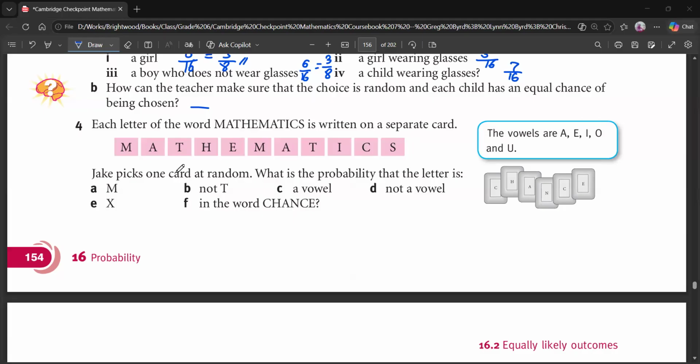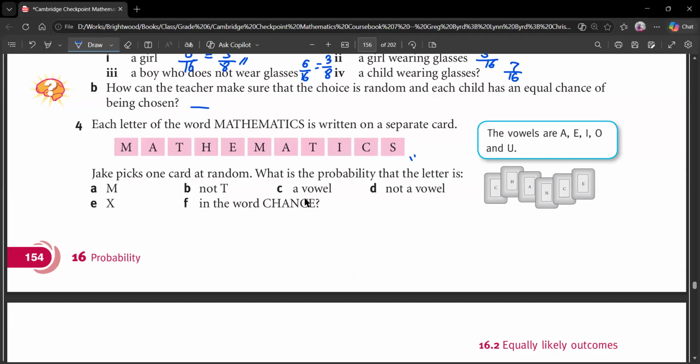Now, Jake picks a card randomly. What is the probability that the letter is M? How many letters altogether? 1, 2, 3, 4, 5, 6, 7, 8, 9, 10, 11. There are 11 letters. Out of 11, how many M? There are 2 M. So the probability of M is 2 out of 11.